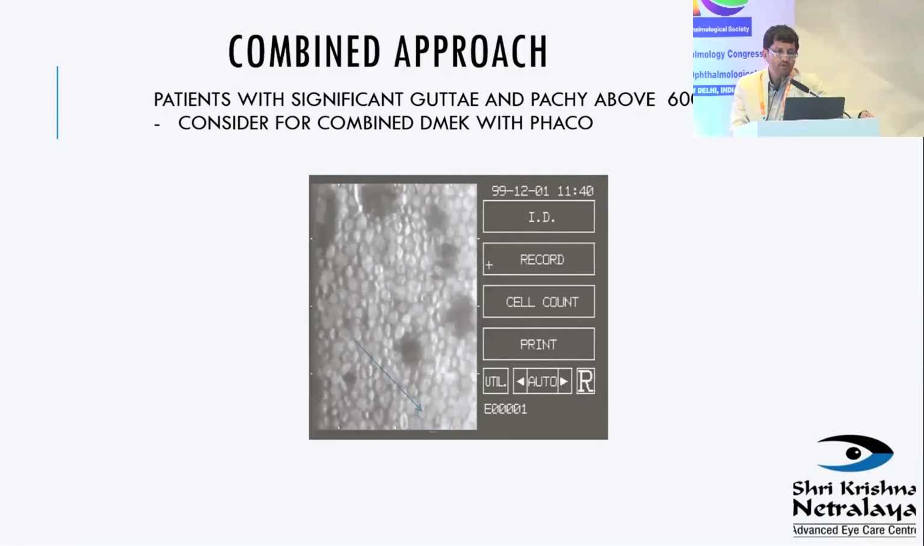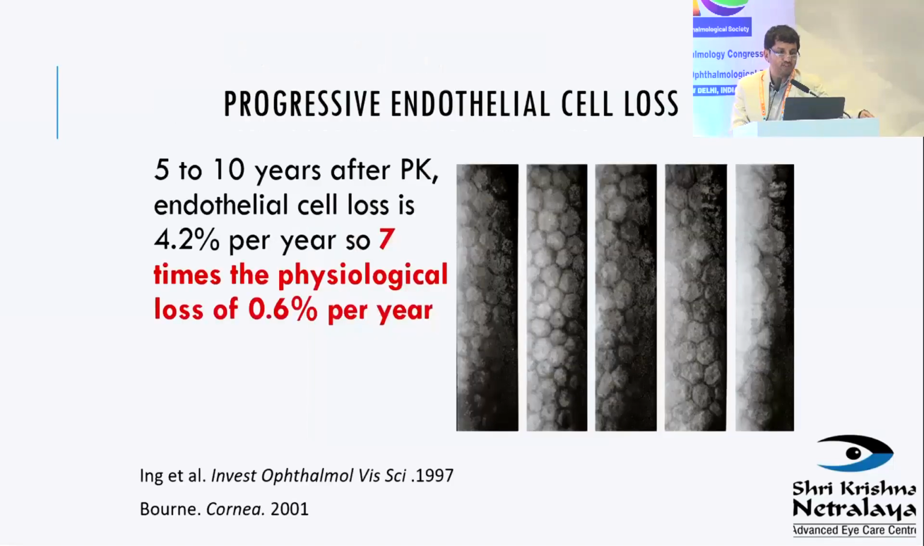So we are taking up a combined approach where we combine phacoemulsification or cataract surgery with endothelial keratoplasty in the form of a DMEK, and as various studies suggest, whenever we are seeing a pachymetry of more than 630 microns, it could be an indication for a phaco triple. What I mean is a phaco with a DMEK as such.